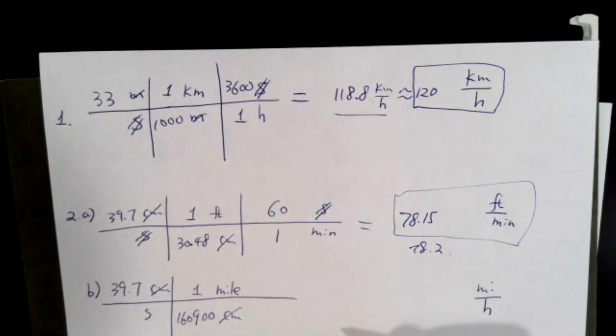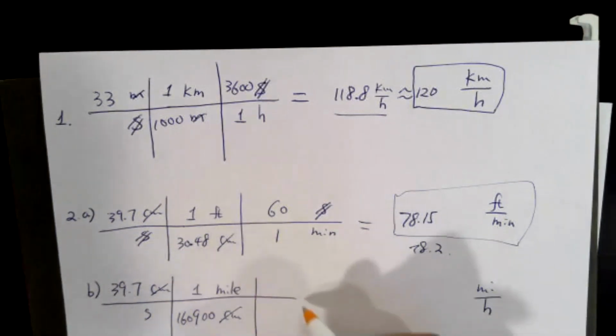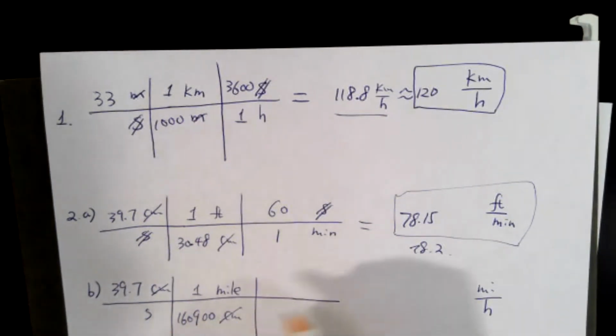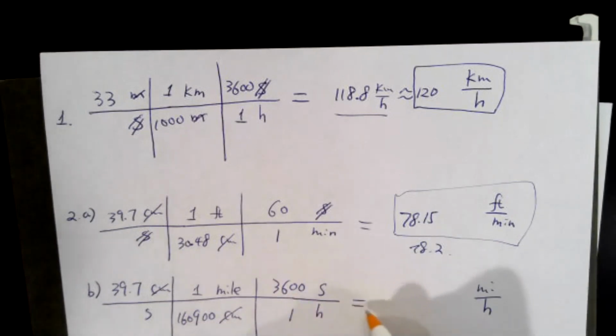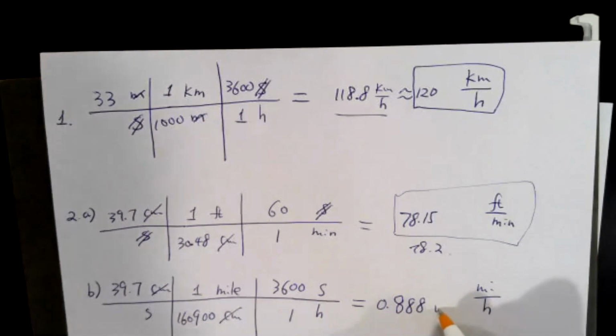That takes care of the centimeters. And then for the second, you put second up there and hour down here. In 1 hour, there are 3600 seconds. So it'll give you 0.888 miles per hour on this one.